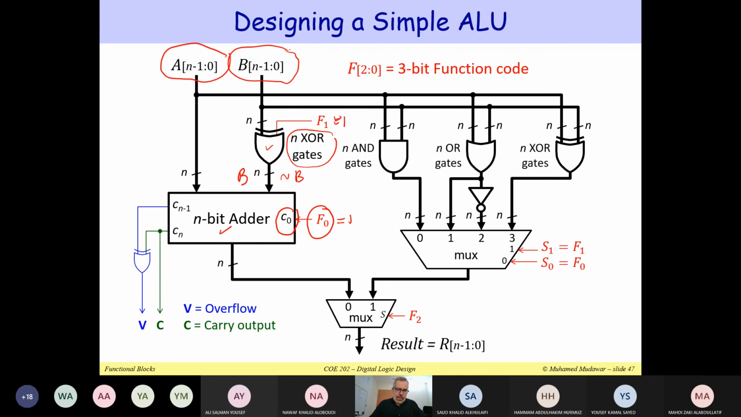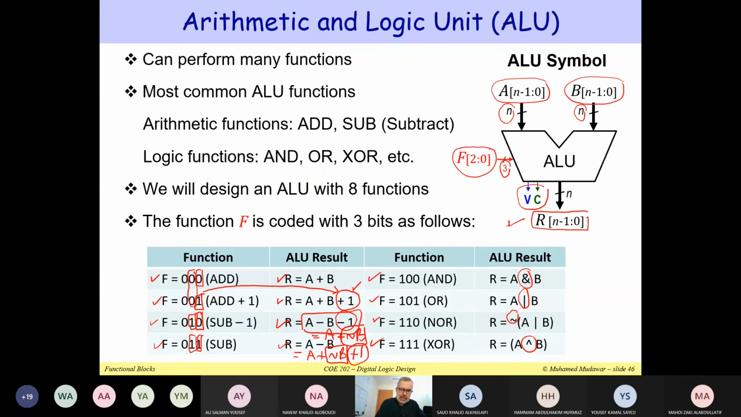In the case of the carry, we have the output carry. This is C sub n, that will be the final output carry. And in the case of overflow, I need Cn and Cn minus 1. I need the last two carries and an XOR gate to produce the overflow output. So V here means overflow, and we need to XOR the last two carries to produce overflow. So this will indicate overflow in the case of addition or subtraction. Right, so this is for the first four functions that exist in the first part of this table.